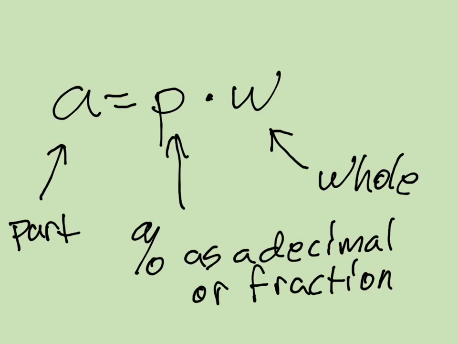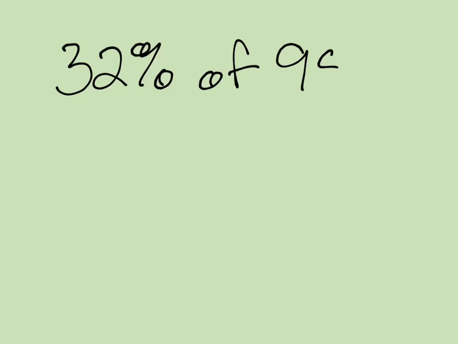And this is a really good thing to use the percent equation when we are trying to find the part, which is the most common thing to do. So if you're trying to find what is 32% of 95, you can do this really easily, especially with your calculator. So let's take a look at that. 32% of 95. So you're trying to find what is 32% of 95.